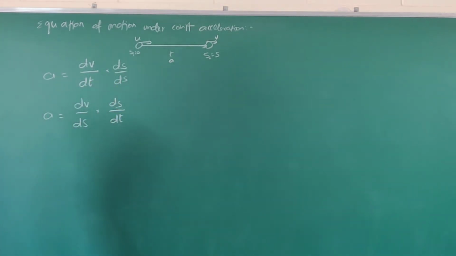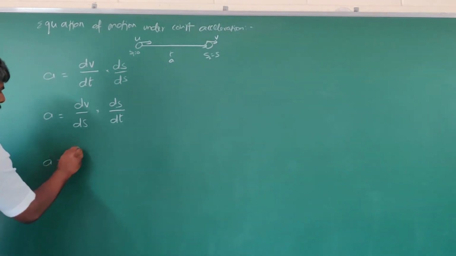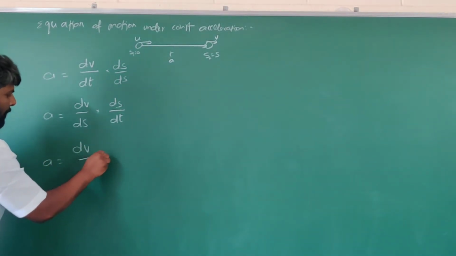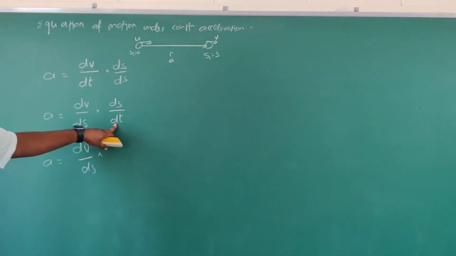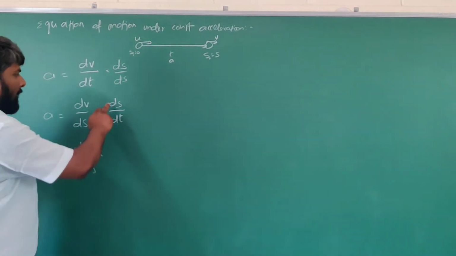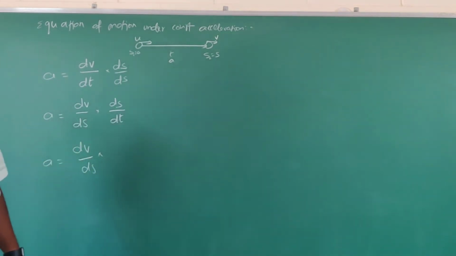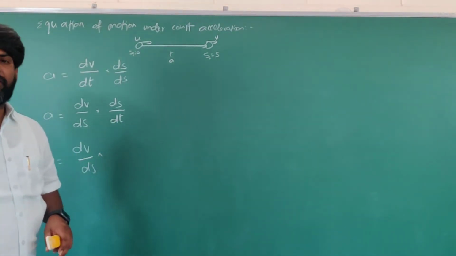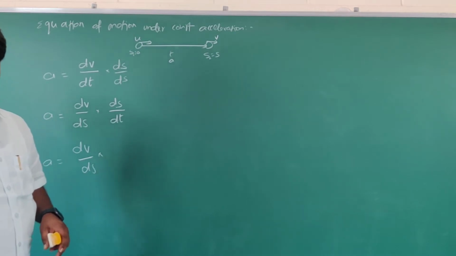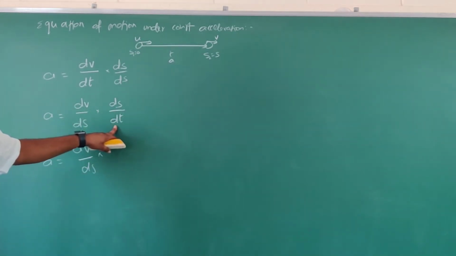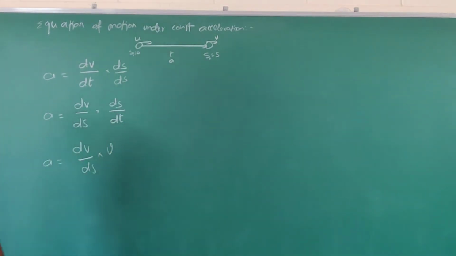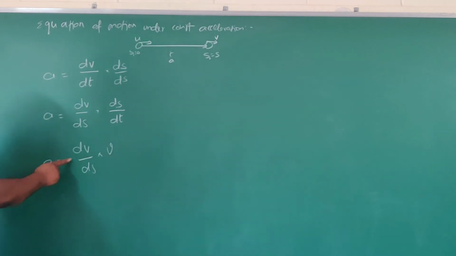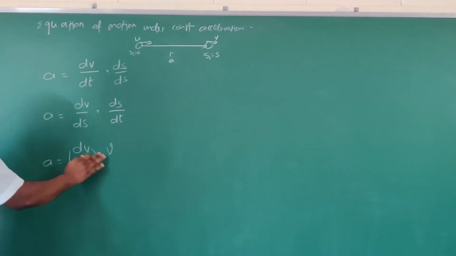Simple. We know that ds by dt, the change in displacement by the time taken, is equal to velocity. What is it, students? ds by dt means nothing but velocity, since the definition of velocity is change in displacement over the time taken. So in this place I am writing v. Got it, students? So a is equal to dv by ds into v.